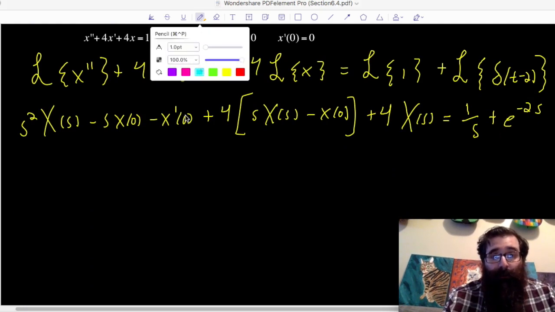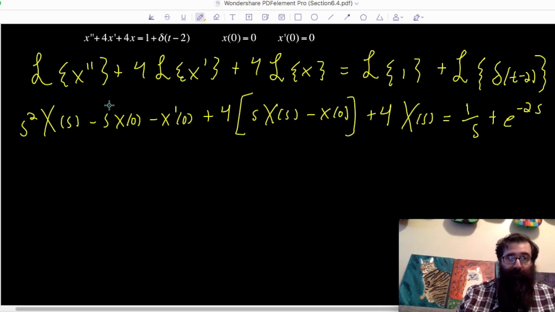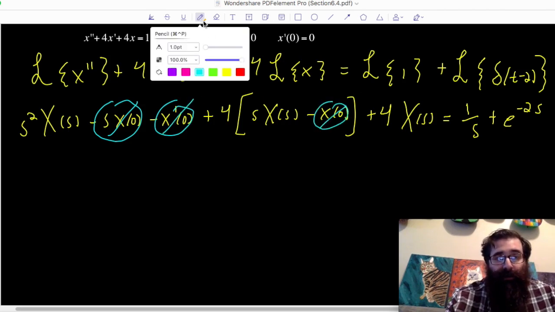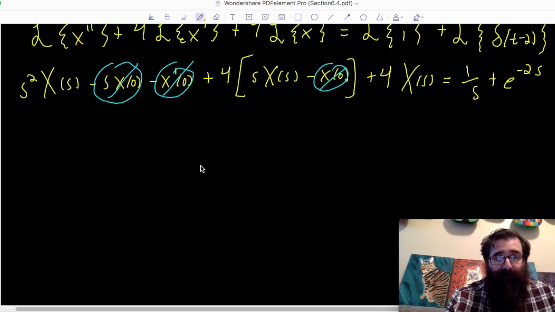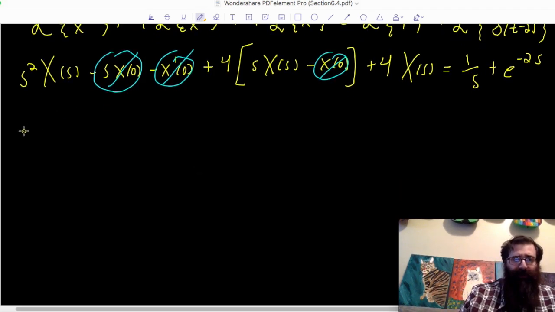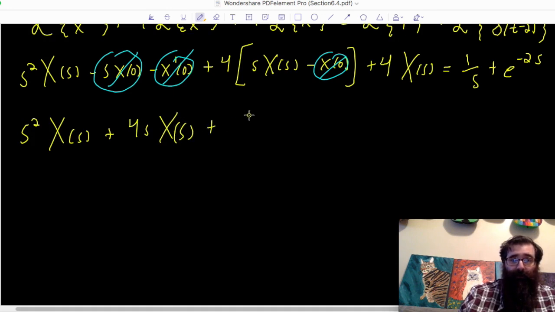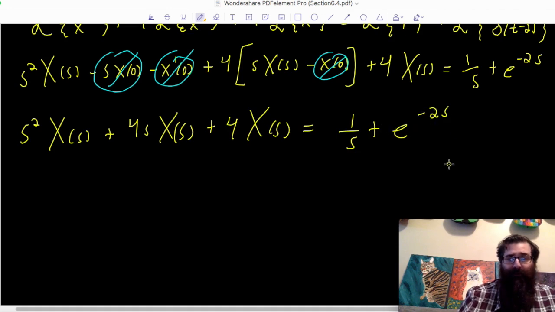Now, remember that x at 0 is 0 and x prime at 0 is 0. So that's going to drop out. That's going to go. This is gone. And I should have enough room to safely write what's left. I have s squared times capital X of s plus 4s times capital X of s plus 4 times capital X of s equals 1 over s plus e to the minus 2s.